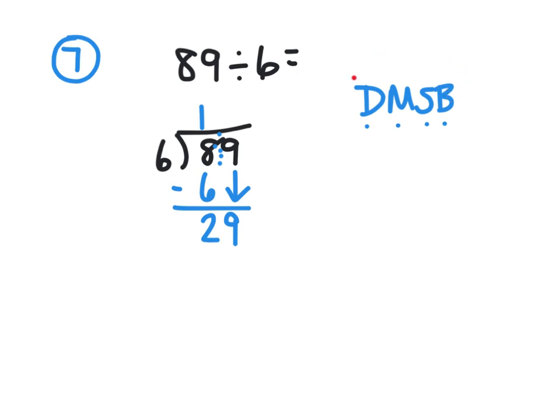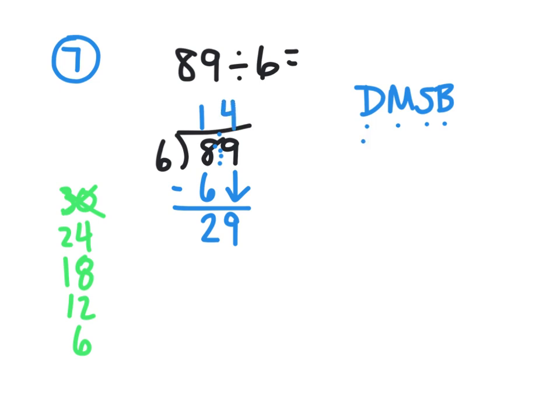Once we bring down, we repeat that whole process again. And you have 29 now. We're going to see if 6 can go into 29. If you need to again, here's a 6 tower. Ooh, too much. So I'm going to stop right here. 6 goes into 29. 1, 2, 3, 4 times.